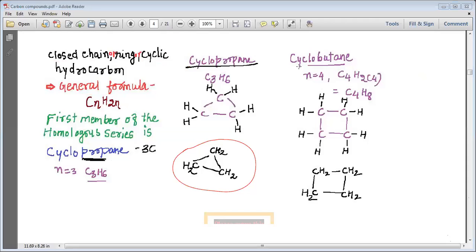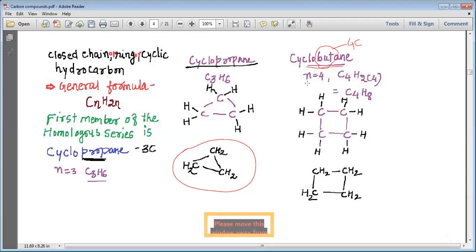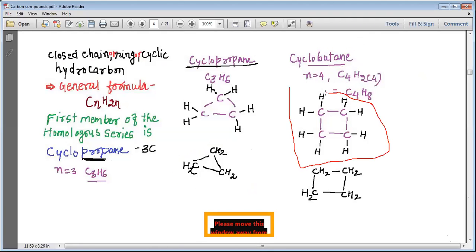Now, my dear students, we can look at cyclobutane. The word but represents 4 carbons. So cyclobutane has n equal to 4, or C4H2 into 4, that is C4H8. You can see the structure of cyclobutane here. I have shown that in cyclobutane you have 4 carbons bonded into a ring. Each carbon has 2 hydrogens, so it is nothing but CH2 bond CH2 bond CH2 bond CH2. This is how we understand cyclobutane.